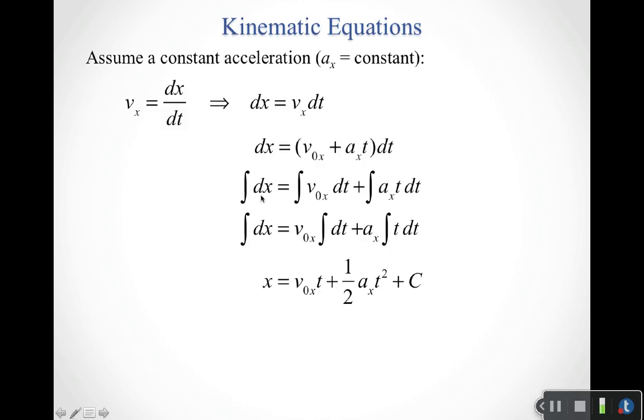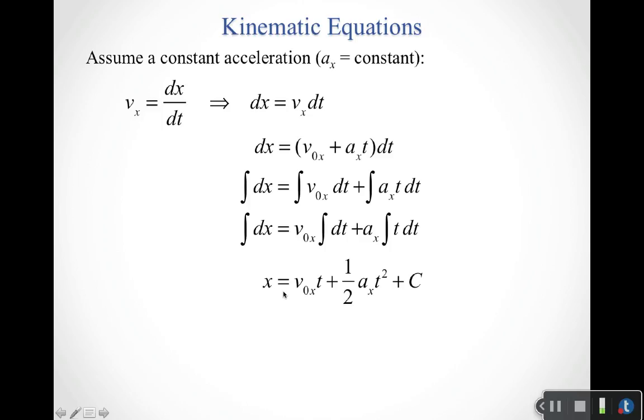Again, I need to integrate both sides. On the left-hand side of the equation, I've just got the integral of dx. That's just going to be x. Then I've got two terms on the right-hand side. The first one, v naught x, is just a constant. That was our initial velocity value. That leaves me with just an integral of dt, so when I undo that integral, I'm just going to get v naught x times time. With my second term, a_x is a constant, and so I'm left with the integral of t dt, which happens to be 1/2 t squared, and we just put the a_x back in the middle.